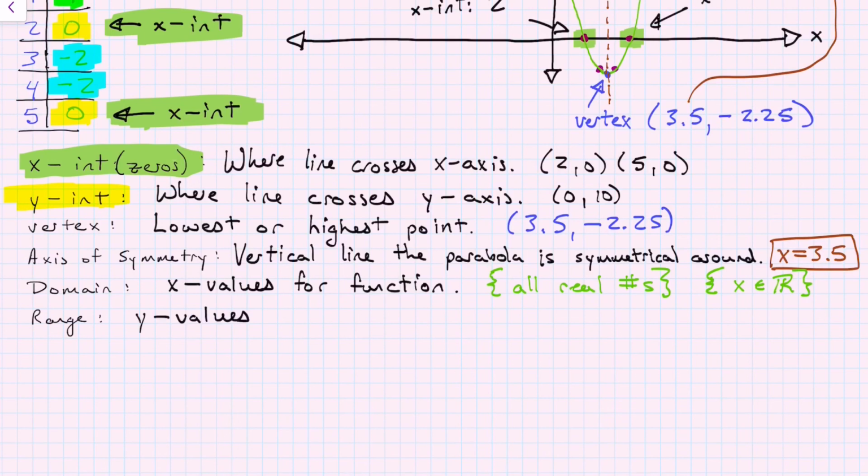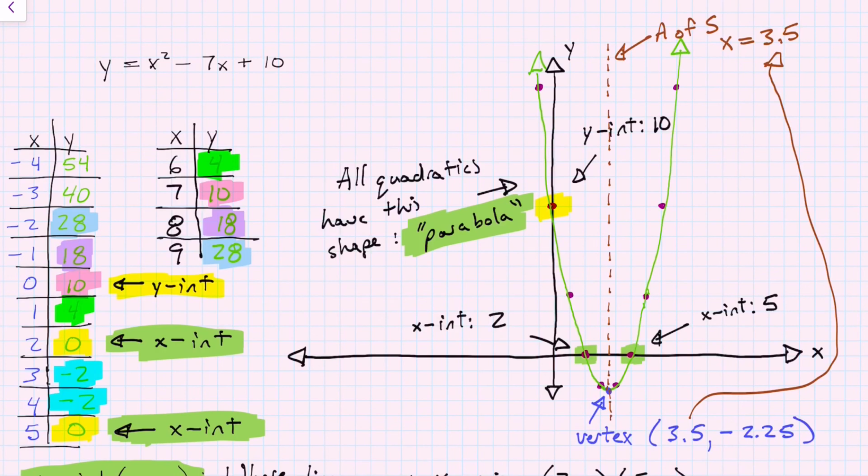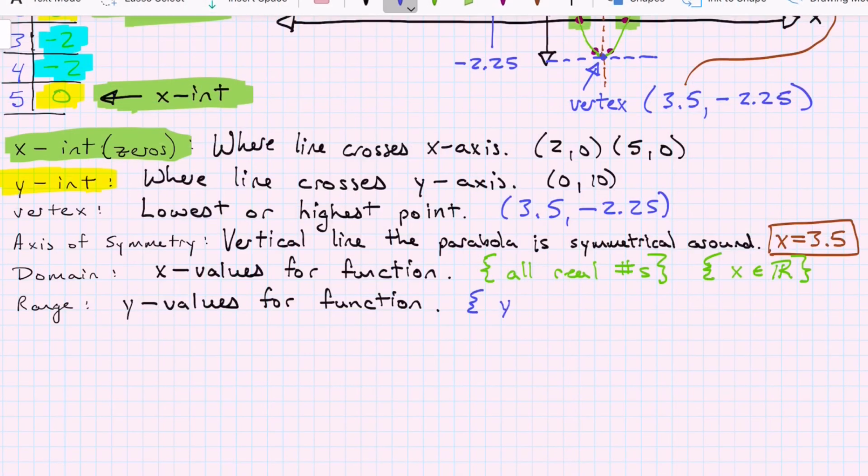The range is the y values, like we said, for the function. And the range for every parabola, because there's a highest or lowest point, is never all real numbers. So we always have to find it, but it's based on the highest or lowest point. The lowest y value is negative 2.25, and then the parabola basically goes up from there. As you go up, all the y values get bigger and bigger. So any y value has to be bigger than negative 2.25, because negative 2.25 is the smallest y value on this parabola. So the range for this is y is greater than or equal to negative 2.25.